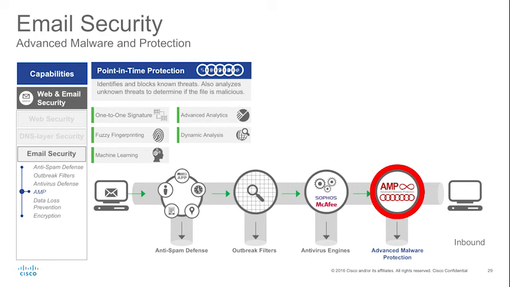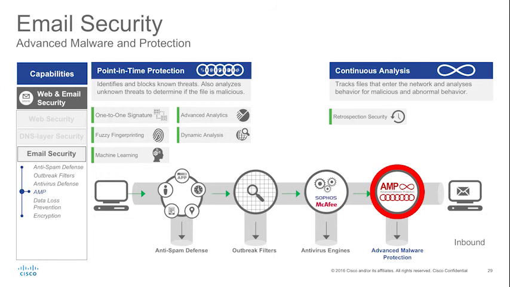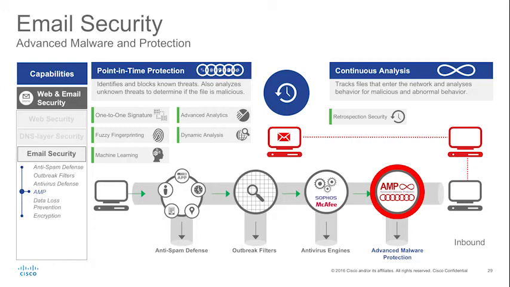The email will first go through one-to-one signature, fuzzy fingerprinting, and machine learning to identify the file, and then run through a sandbox to identify the behavior of the file with advanced analytics and dynamic analysis. In this example, the email did not pass the point-in-time protection. If a file moves around the network and is later found to be malicious, retrospective security can track the path of the file to help the administrator in the remediation process. In summary, Cisco offers the highest performing inbound email protection.